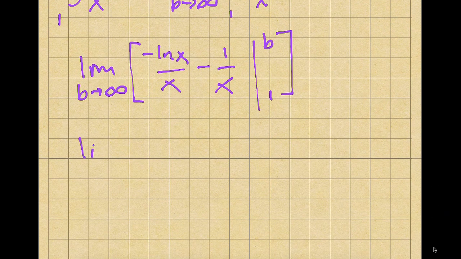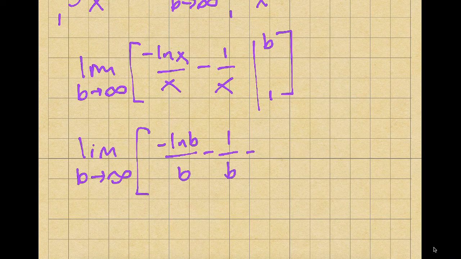So we have the limit as b goes towards infinity of negative natural log of b divided by b minus 1 over b, minus the quantity negative natural log of 1 over 1 minus 1 over 1. So we have something like that. Oops, I forgot a parenthesis right there. So we have that.